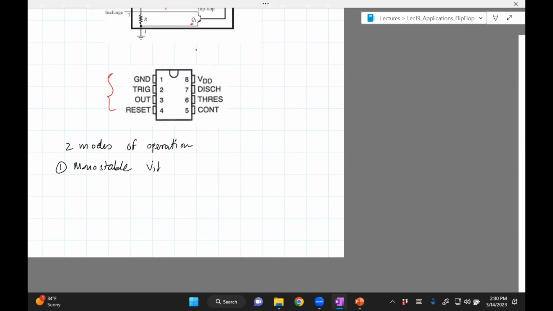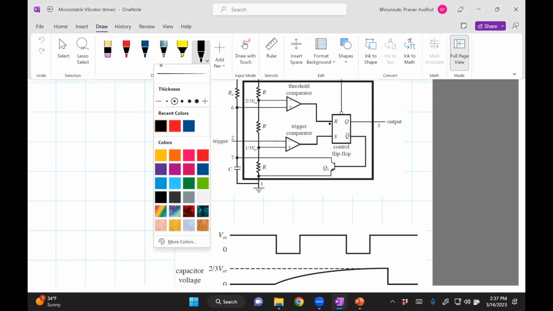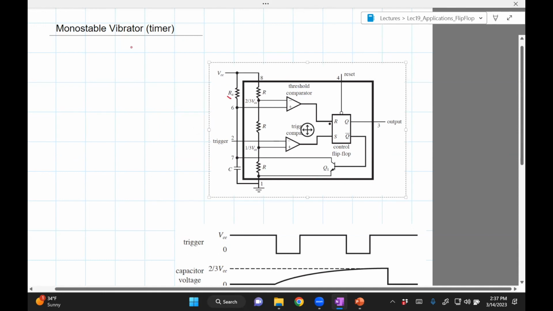Monostable vibrator, and then astable vibrator. Okay, so before I show you, so what you see here is the chip, but then it's connected to a resistor and a capacitor. Okay, the same thing you did in the lab.